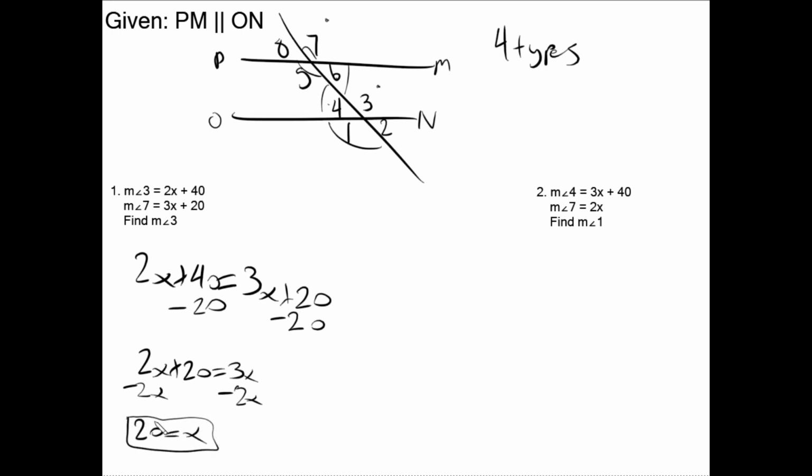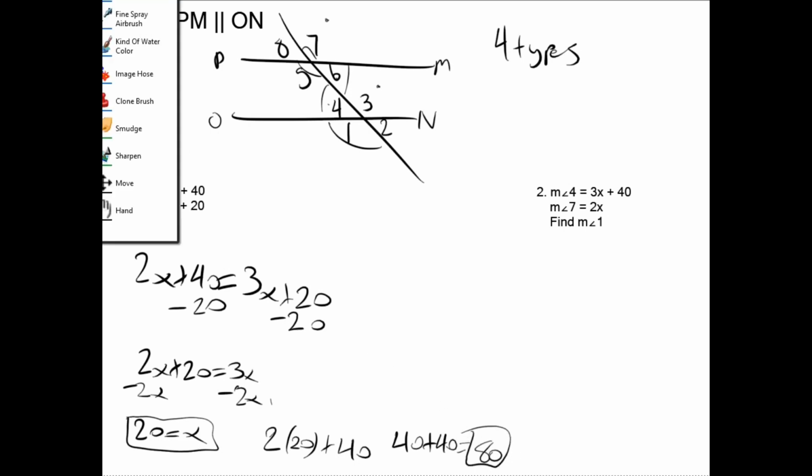And for this problem, you aren't trying to solve for the missing value. You're trying to solve for the angle. So measure of angle 3 equals 2x plus 40, so 2 times 20 plus 40. So we have 40 plus 40 equals 80. This is our final answer. Measure of angle 3 equals 80.